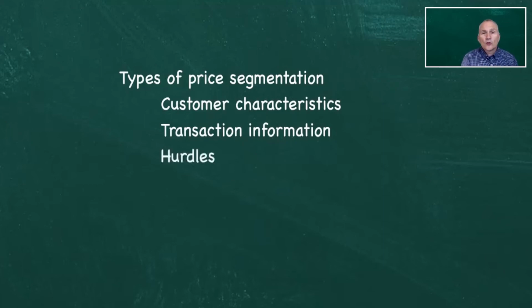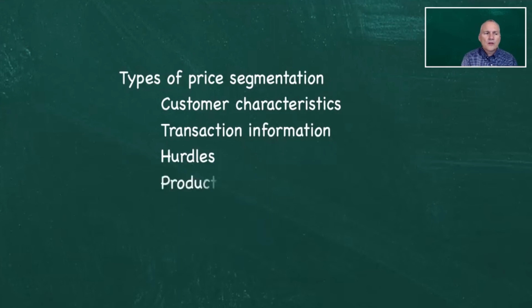The next one is called hurdles. Hurdles are, can we put something in the way of a buyer so that they have to prove to us that they're price sensitive? The most basic example of this is coupons. We'll go into depth on that later, but think about what a coupon is. All it really is, is a way for people to prove that they're price sensitive. They're willing to go through the effort to create and redeem a coupon in order to get a better price.